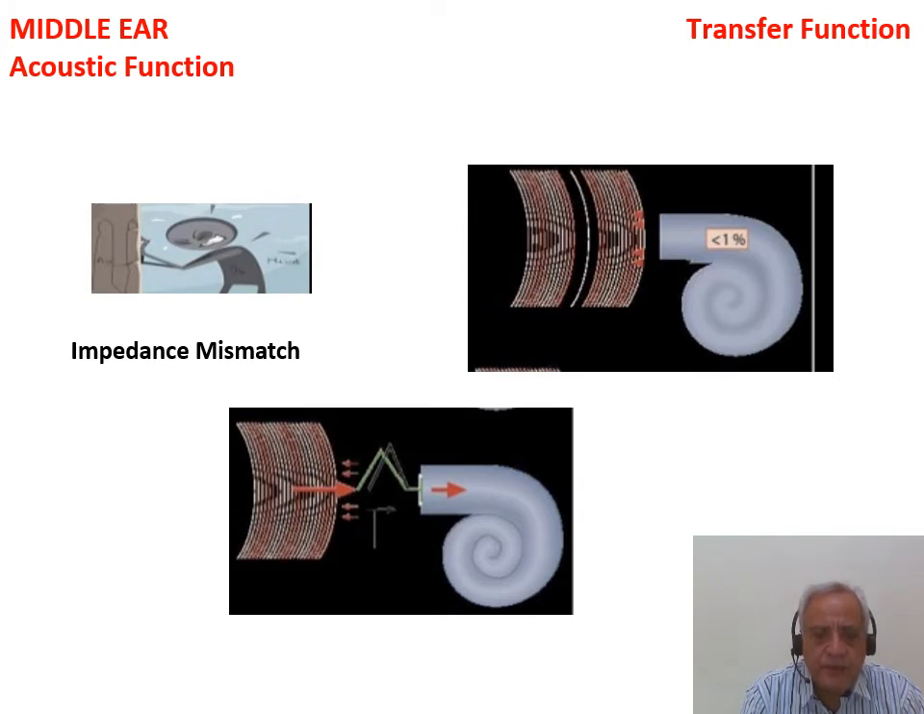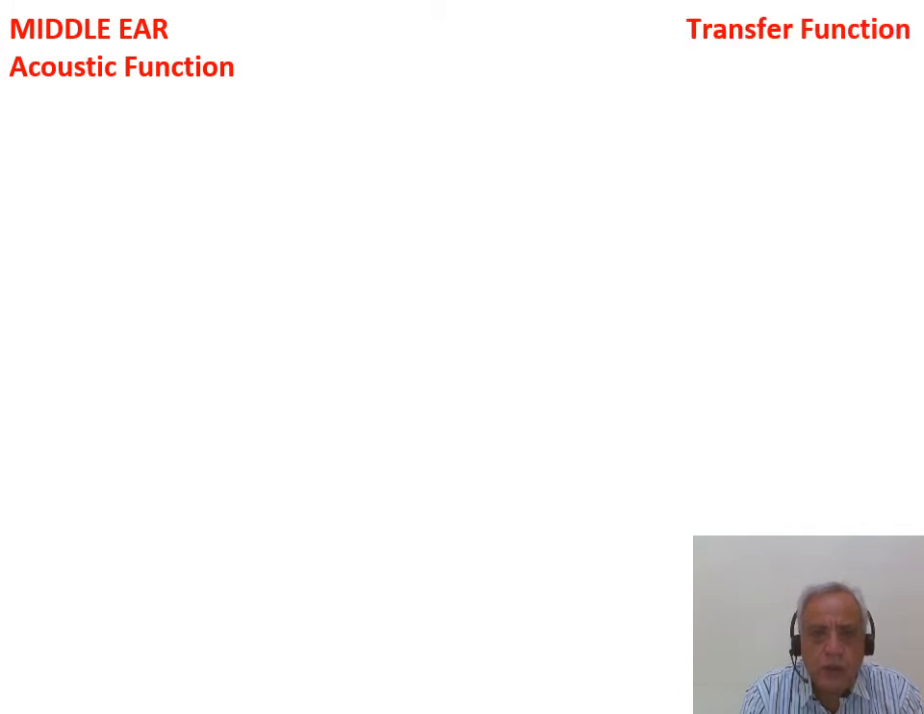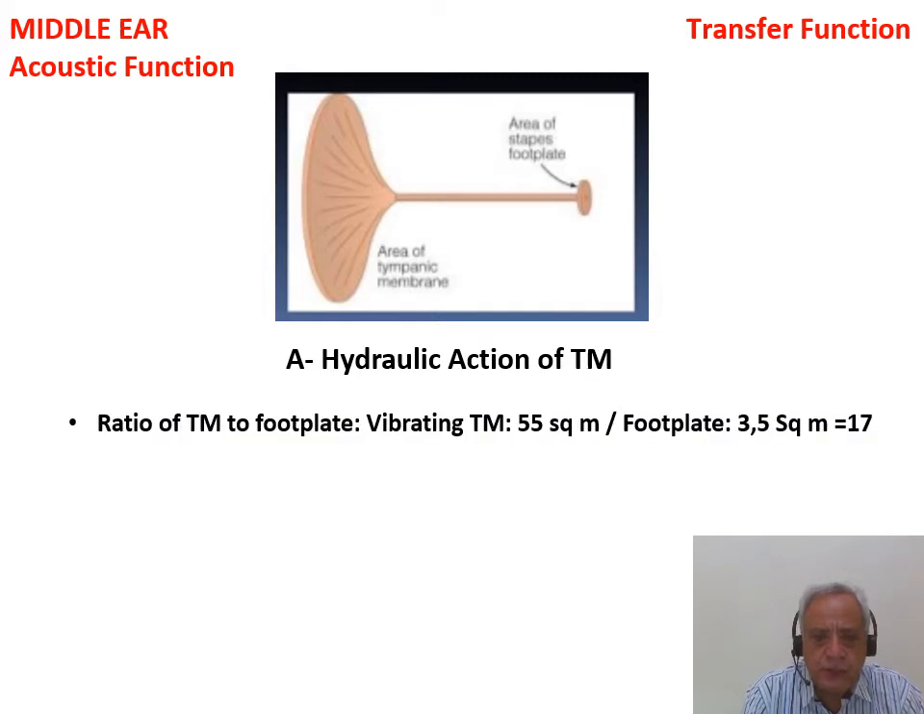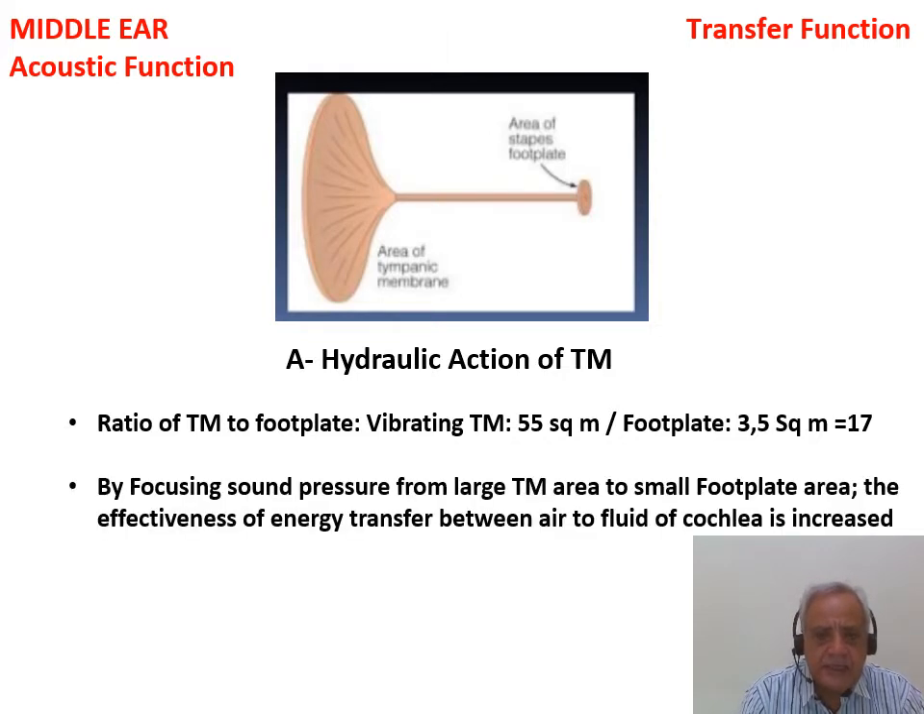So we have seen the first mechanism, which is the acoustic separation function. The second mechanism is the transfer function. The transfer function depends on two mechanisms. The first is the hydraulic action of the tympanic membrane. You can notice clearly that the sound vibrating on the tympanic membrane, a large surface, will be concentrated to vibrate on the foot plate, which is a small surface. The ratio between the tympanic membrane and the foot plate is about 17 times. And this will increase the sound at the foot plate enormously. This is the hydraulic action of the tympanic membrane.